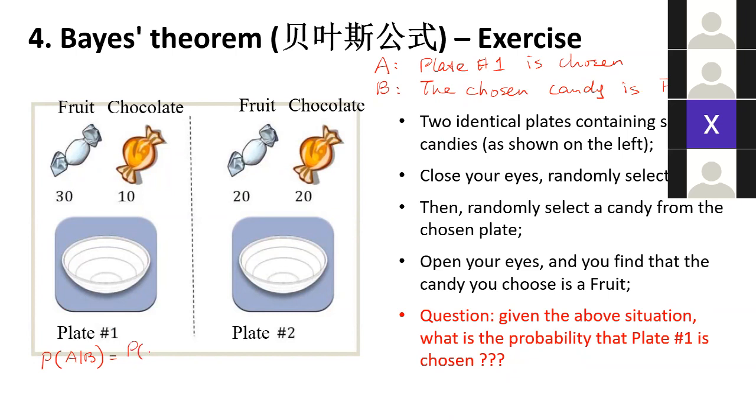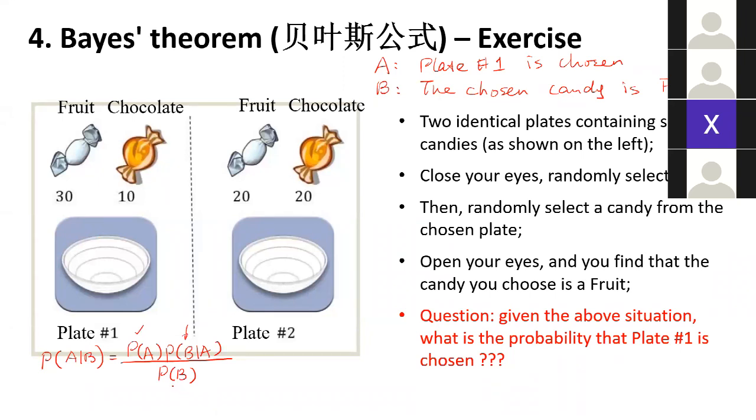Okay, according to Bayes' theorem, we can expand this to the right-hand side, right? Okay, let's check if we have all the numbers. First of all, P(A). P(A) is the probability that plate number 1 is chosen, given no conditions. Of course, this is 50%, right? So the first one is known. Next, given the first plate is chosen, the probability of B given A. Of course, this is also known, right? This is 30/40.